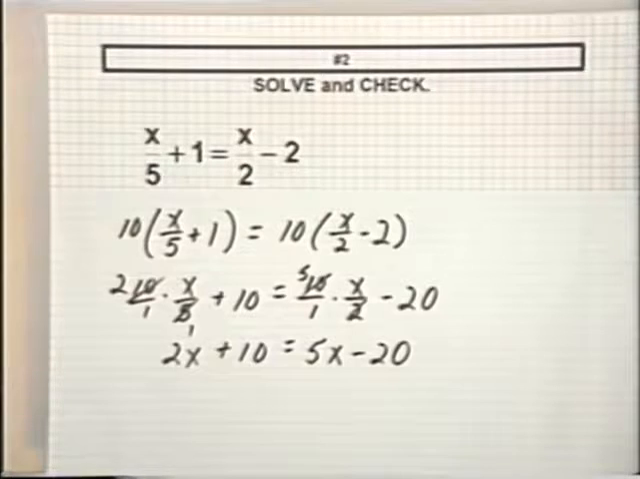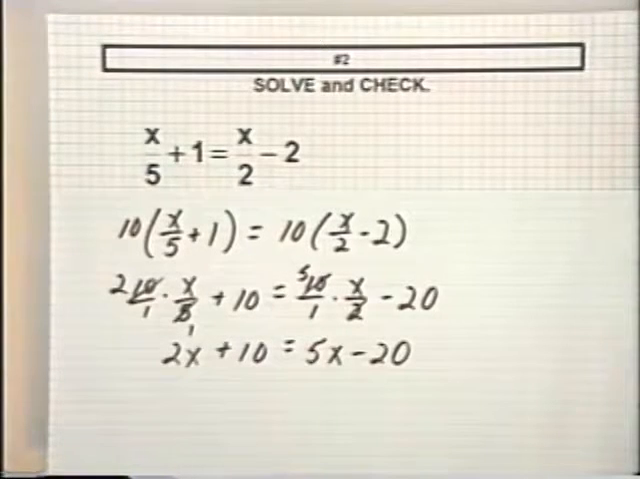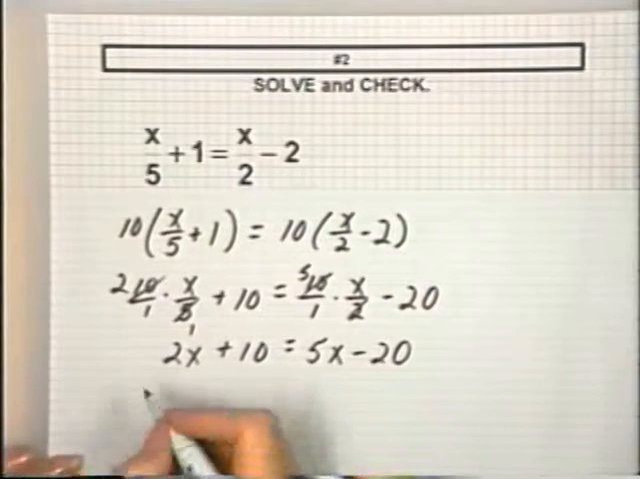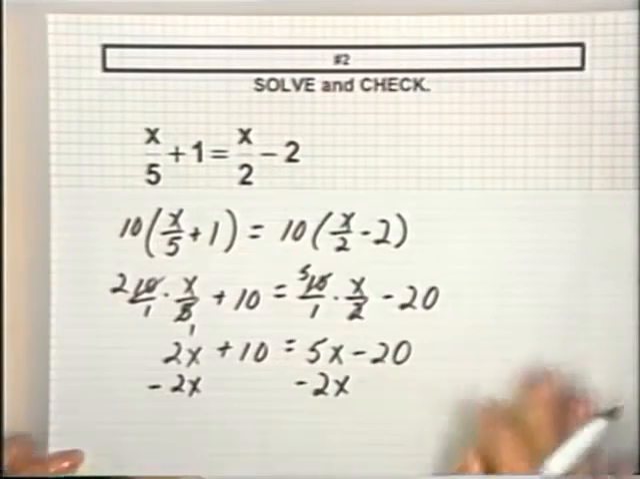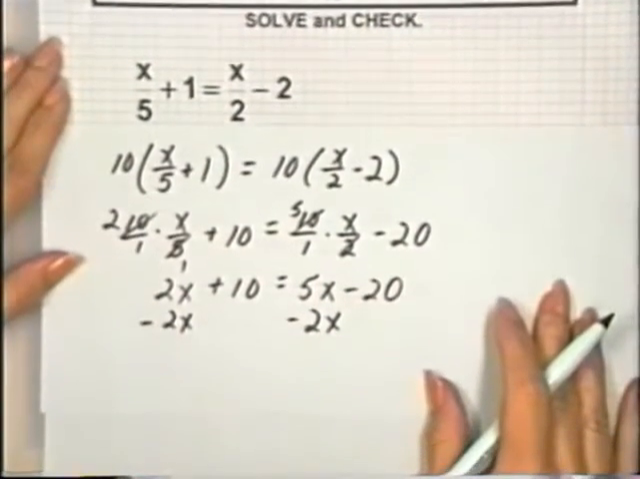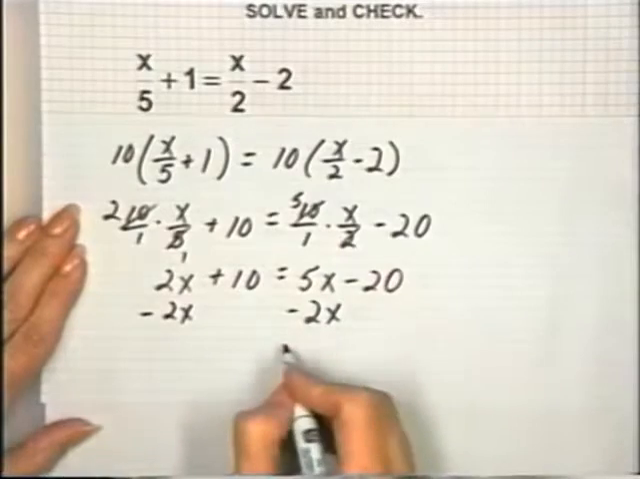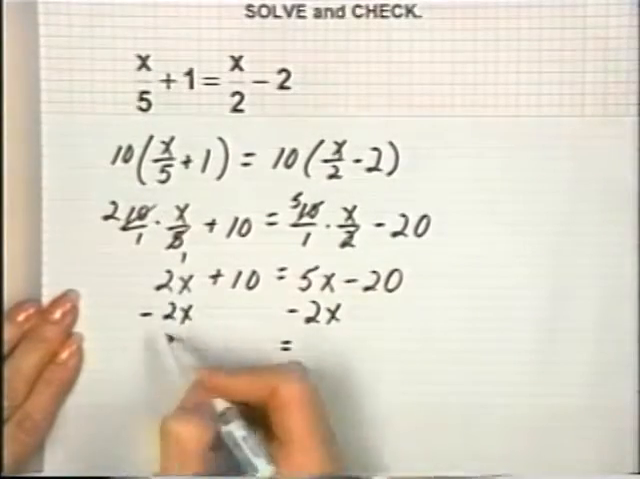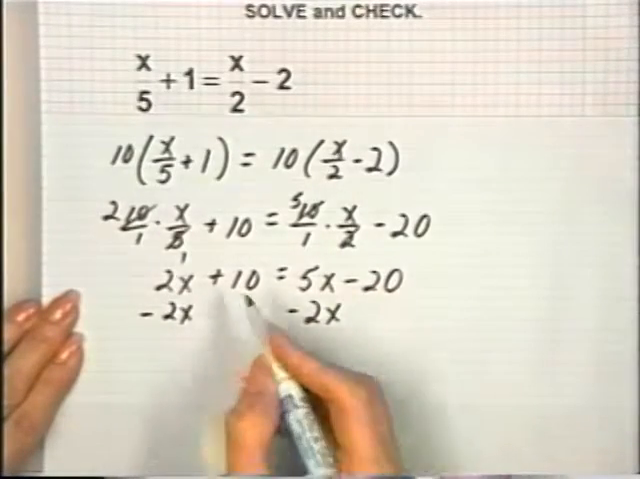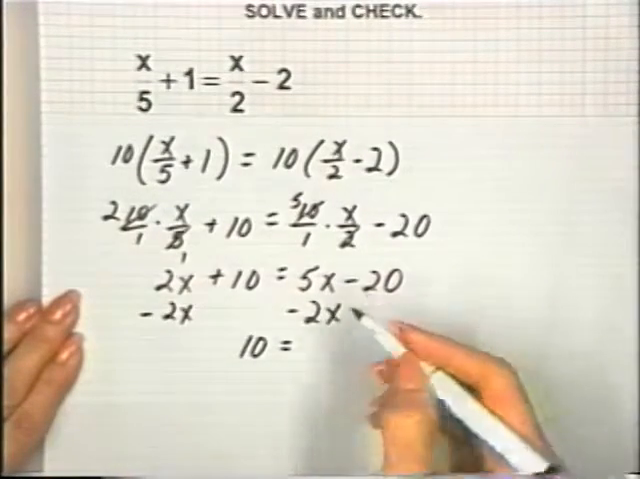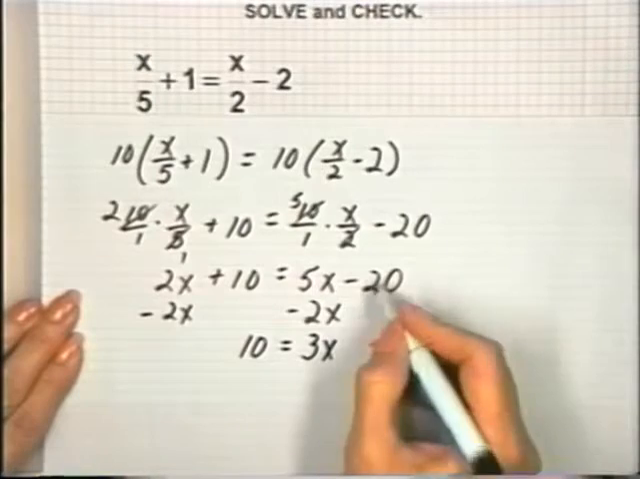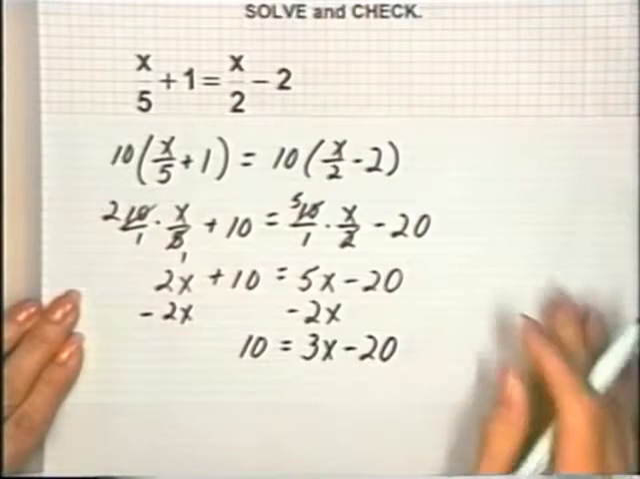I now want to get the x terms on the same side of the equation. I will choose to move the 2x. Since the 2x has been added to the left side, I will subtract 2x from both sides of the equation. 2x subtract 2x is 0x. I did nothing with the 10. 5x subtract 2x is 3x. And I have the minus 20.